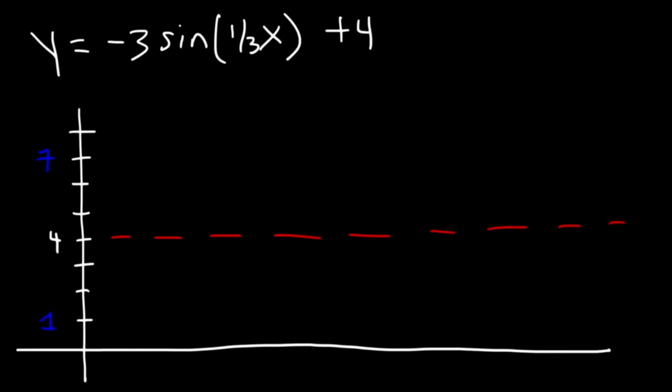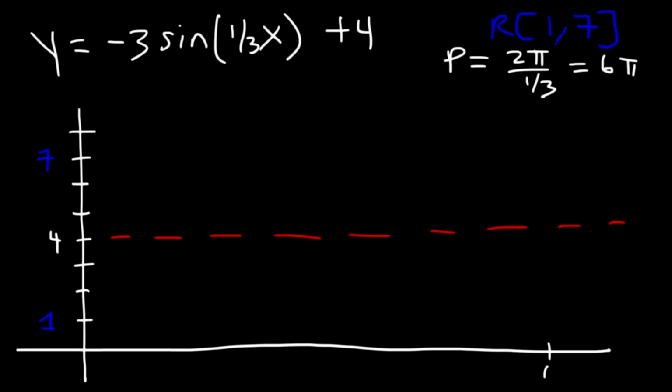Now let's find the period. We know the period is 2 pi divided by b, and b is 1/3. So it's 2 pi divided by 1/3, so it's equal to 6 pi. And let's break it into 4 points. Half of 6 pi is 3 pi. Half of 3 pi is 3 pi over 2. And if you multiply this number by 3, it will give us this point, which is 9 pi over 2.